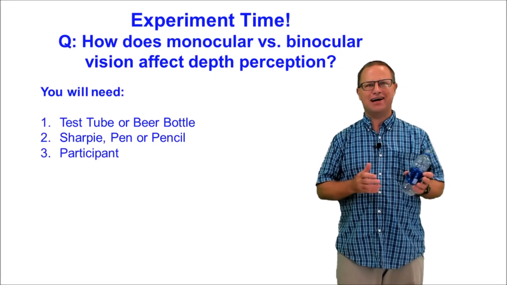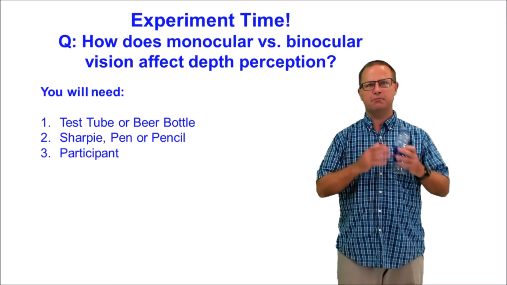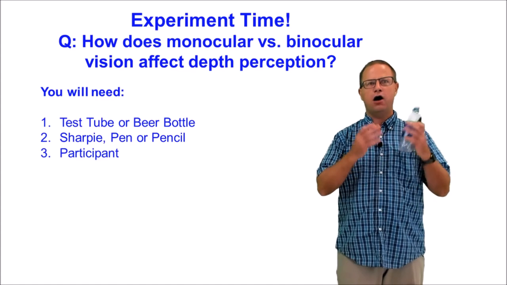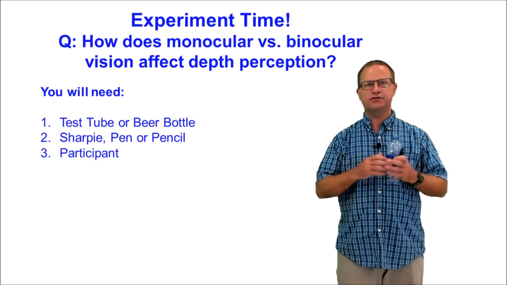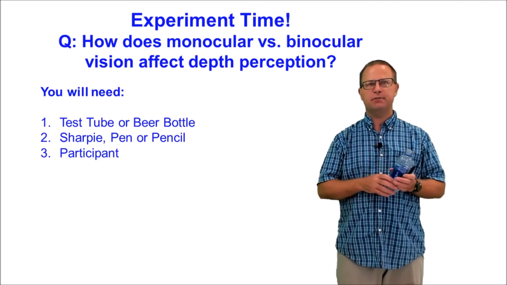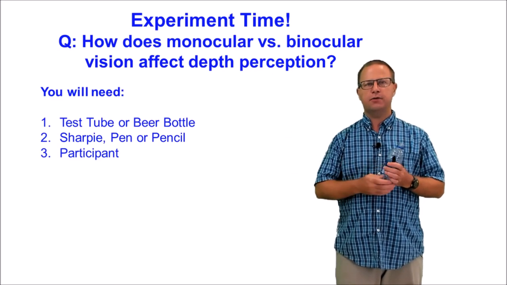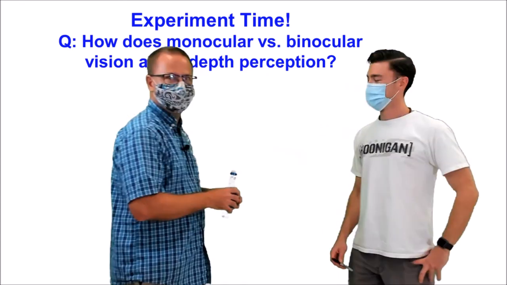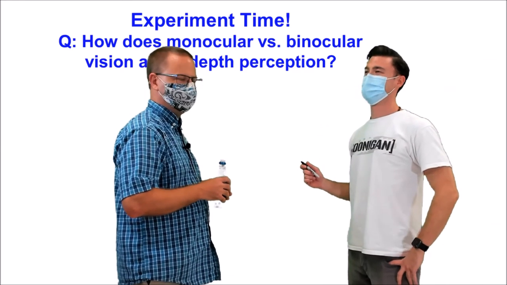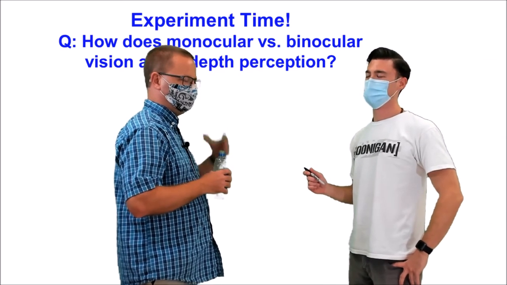All right, experiment time. We're going to do an experiment to figure out the effects of monocular versus binocular vision on depth perception. Remember, monocular is just using one eye, whereas binocular is using both eyes. So what you need for this experiment is a water bottle and also a thick pen or Sharpie, and you're also going to need a willing participant. Okay, we have Nyan Stillwell here to demonstrate this experiment that involves depth perception.